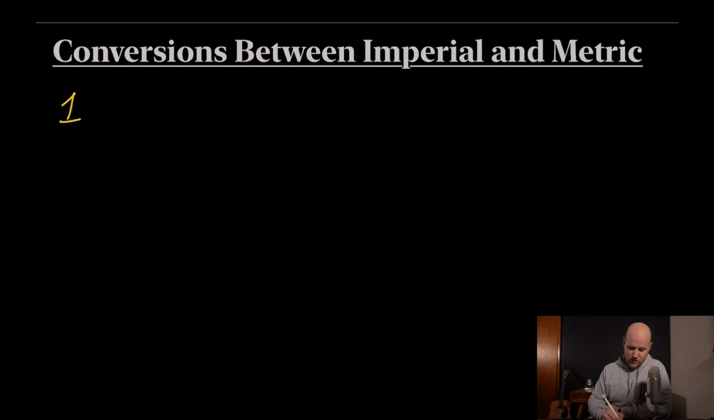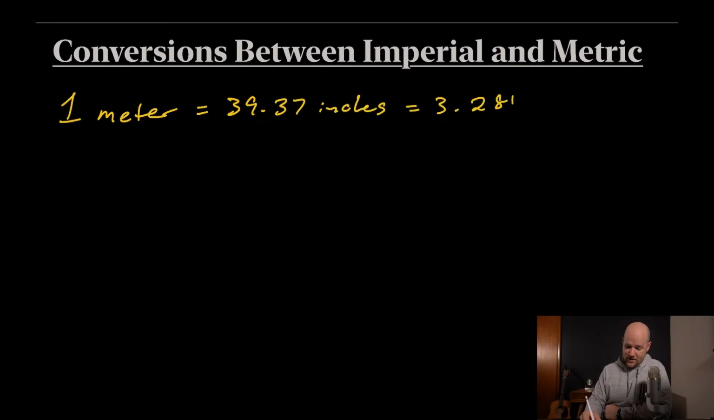The first one is 1 meter, and that is equal to 39.37 inches, which is also equal to 3.281 feet. So that means 1 meter is the same as 39.37 inches, and it's also the same as 3.281 feet. So I'm going to write a few more down.